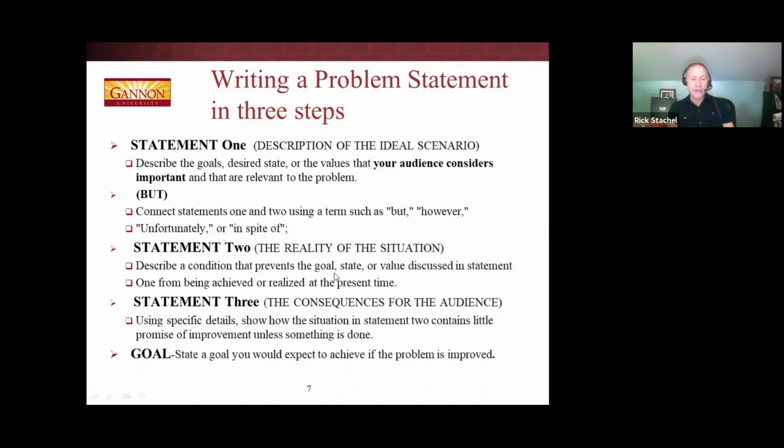Describe a condition that prevents the goal, state, or value discussed in statement 1 from being achieved or realized at the present time. And then the third statement is, using specific details, show how the situation in statement 2 contains little promise of improvement unless something is done. And then lastly, you just have a goal. State a goal you would expect to achieve if the problem is improved.